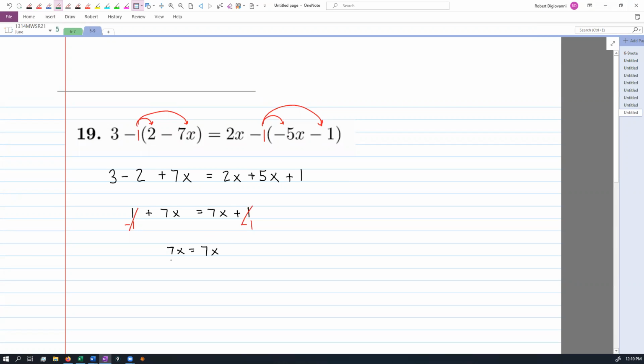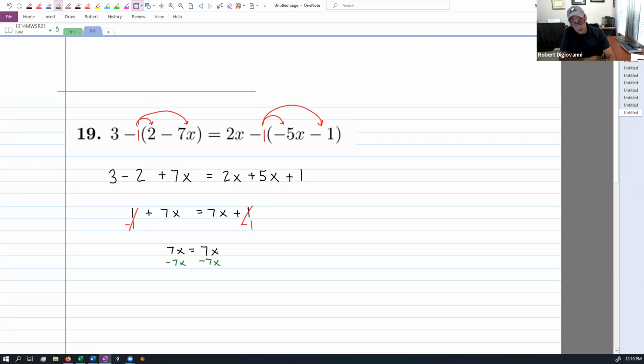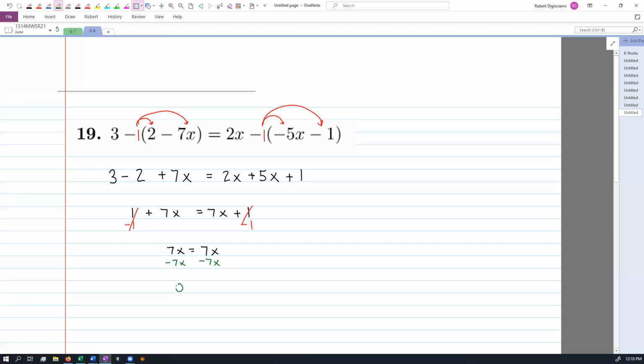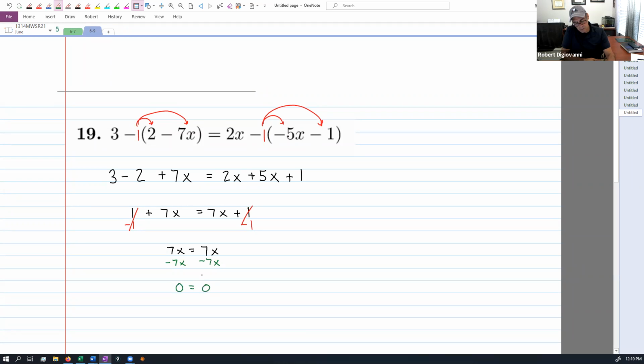So would it be 0? You'd have to subtract 7x from both sides. That's the only way you can move it over, if you move the whole thing, which means you would get, this is weird. Okay, what would we get on both sides? Would it be 0? 0 equals what? 0? 0. This is weird, right?